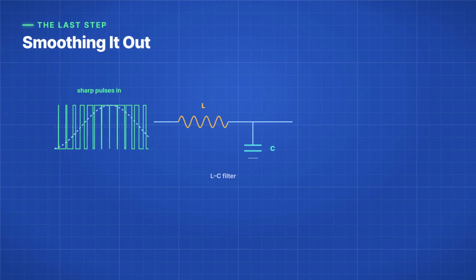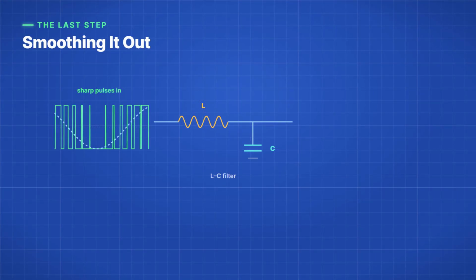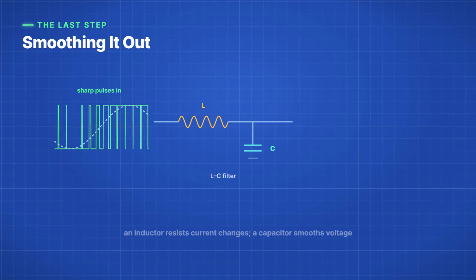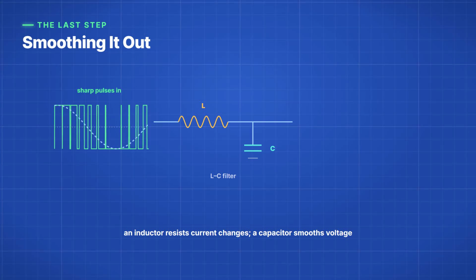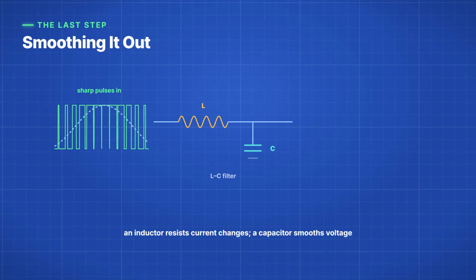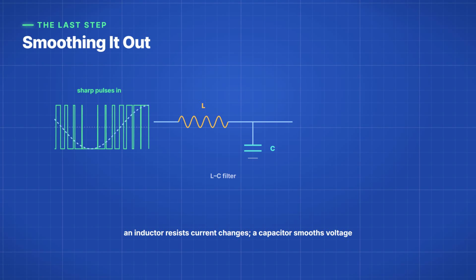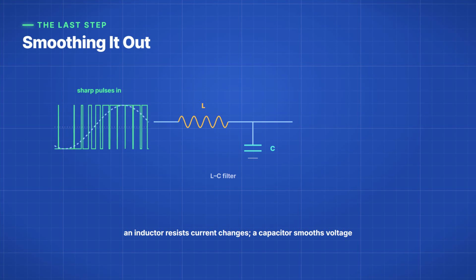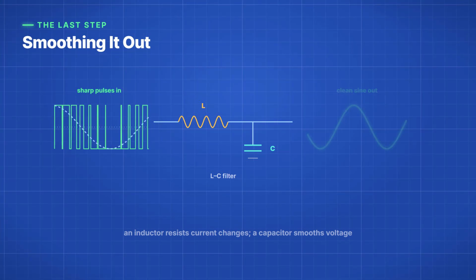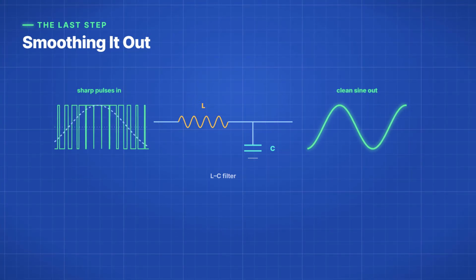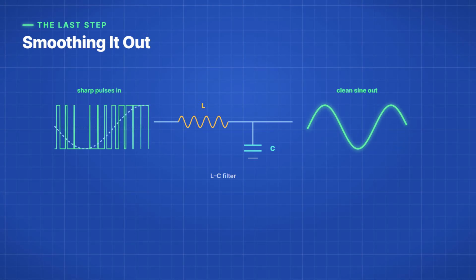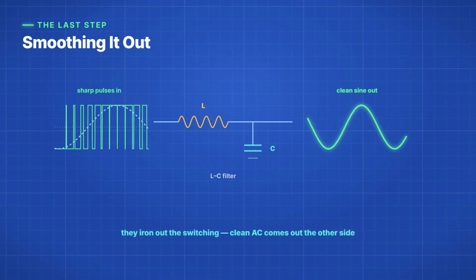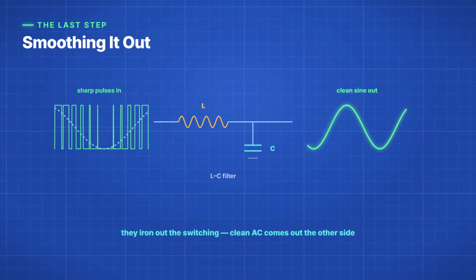There's one step left. The output is still a stream of sharp pulses, even if their average is a sine. So we pass it through a simple filter made from an inductor and a capacitor. The inductor resists sudden changes in current, and the capacitor smooths the voltage. Together, they iron out the fast switching and let only the smooth underlying sine wave through. What comes out the other side is clean alternating current, ready to use.